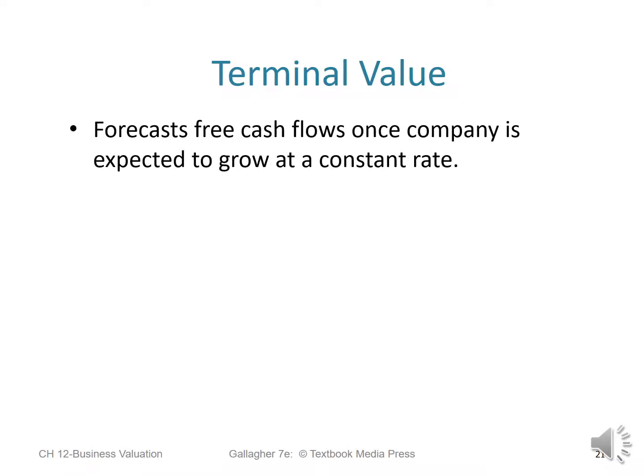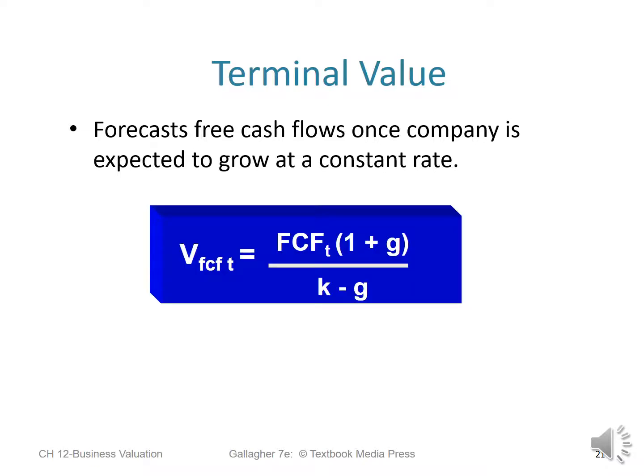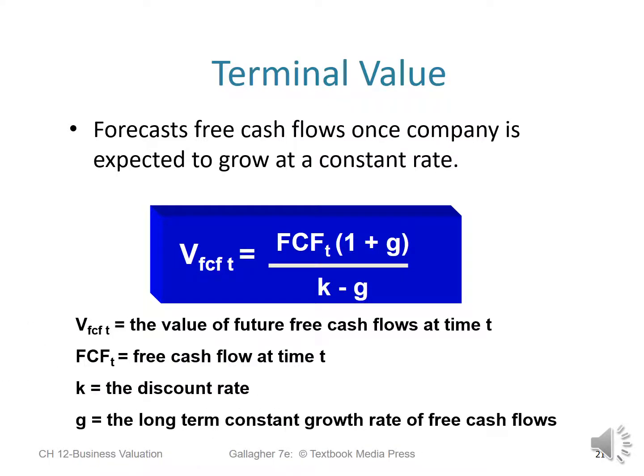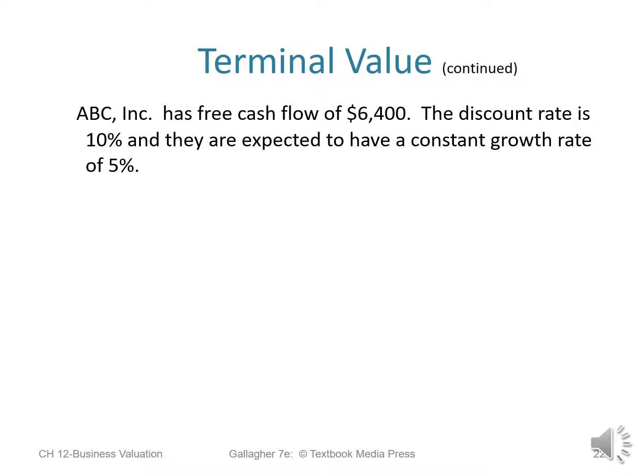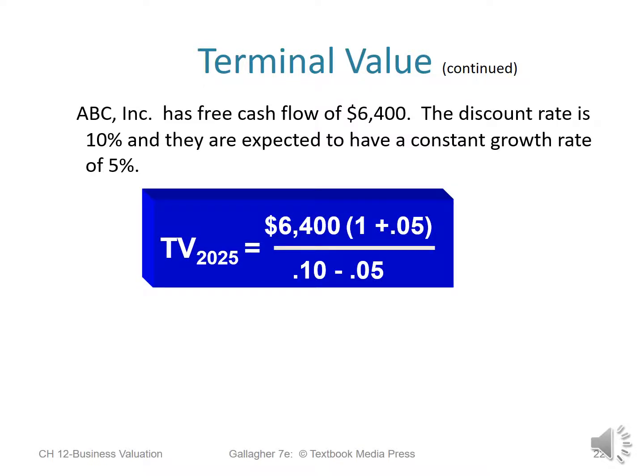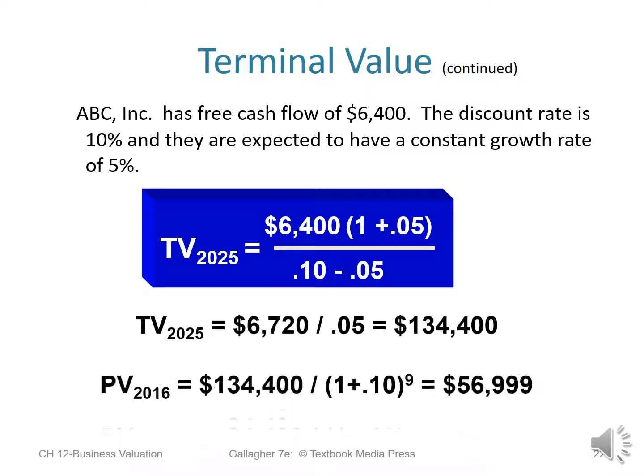Terminal value. Forecast free cash flows until the company is expected to grow at a constant rate. For example, ABC Company has a free cash flow of 6,400. The discount rate is 10%, and they are expected to have a constant growth rate of 5%. So the terminal value can be calculated.